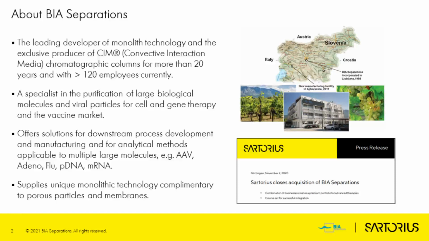So, just shortly about BIA Separations. It is now part of the Sartorius family since November last year, the Slovenian company of Sartorius, so formerly BIA Separations. We are about 120 employees. We are a kind of center of excellence of Sartorius for gene therapy, dealing with new column developments and also with new process developments.